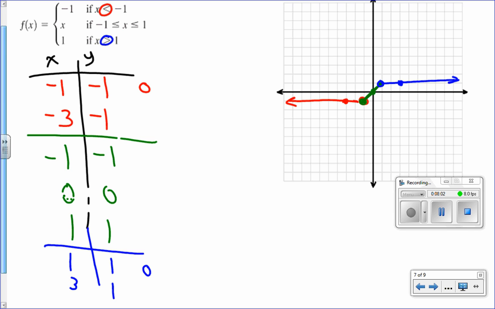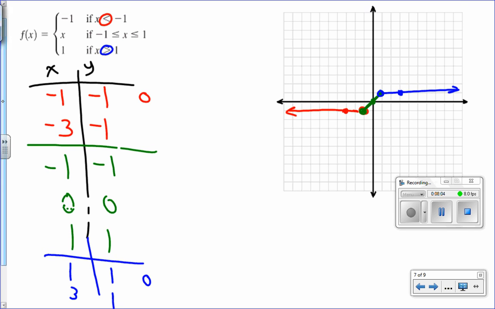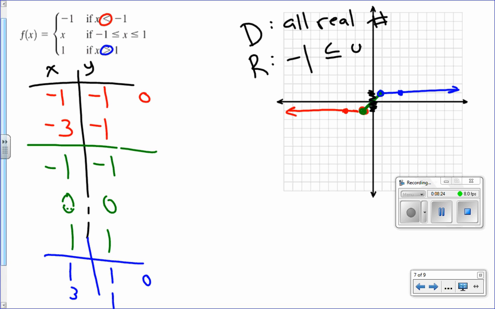It turns out it is connected, it is continuous. Let's make a note for the range and domain. In this case, the domain is going to be all real numbers. There are no x values not accounted for. But look at the range. The range is a projection onto the y-axis. And so the range is going to be -1 is less than or equal to y is less than or equal to 1.